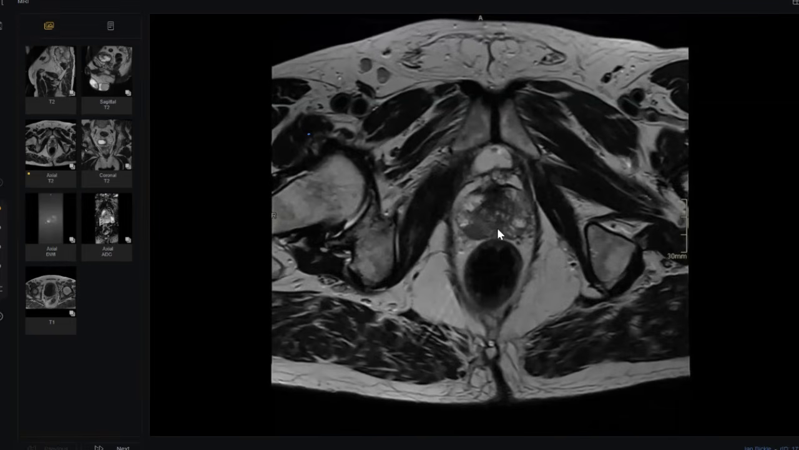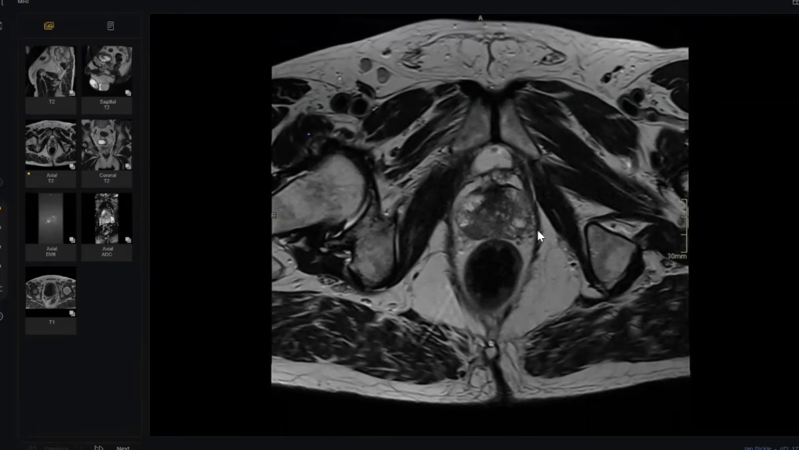Doctor, what is the most important for the peripheral? See, my doctor, this is the peripheral zone, and this is the central or transitional zone. Doctor, what is the most important sequence to detect peripheral zone prostate cancer? Choose only one. Sir, peripheral zone is T2.